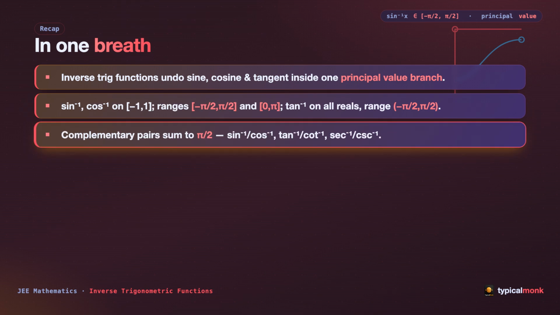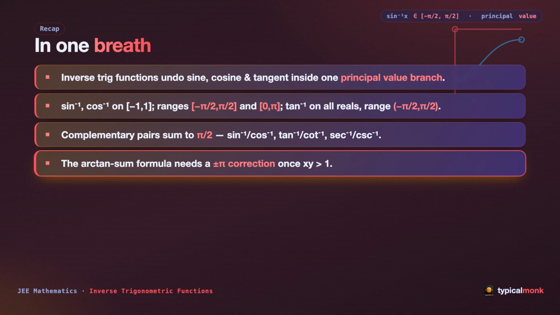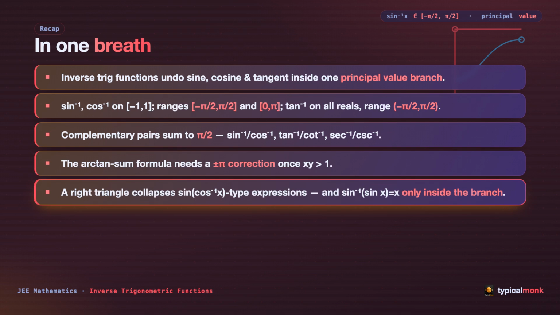The complementary pairs always sum to pi by 2, sine inverse with cosine inverse, tangent inverse with cotangent inverse, secant inverse with cosecant inverse. The tangent inverse sum formula needs a correction of plus or minus pi the moment x times y passes 1. A right triangle collapses expressions like sine of cosine inverse x in seconds, and sine inverse of sine of x equals x only inside the principal branch.